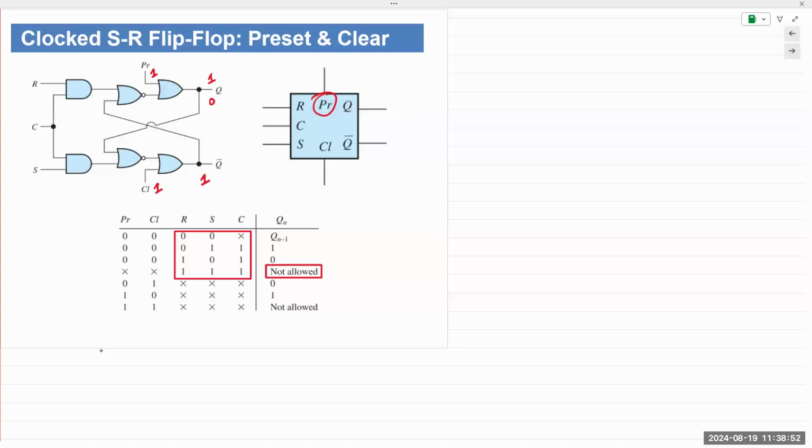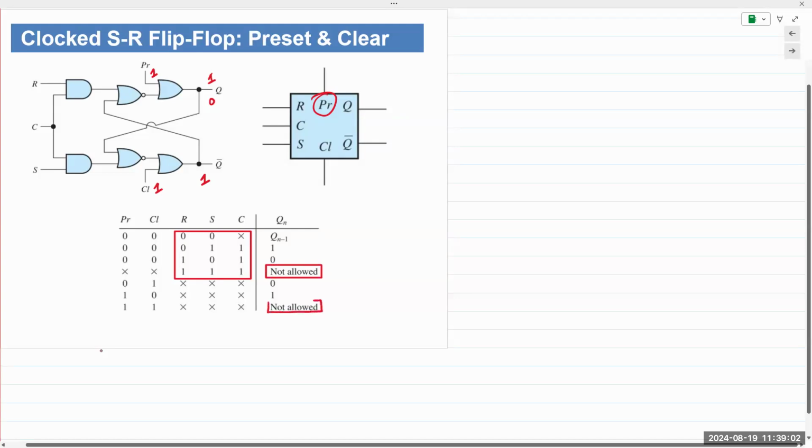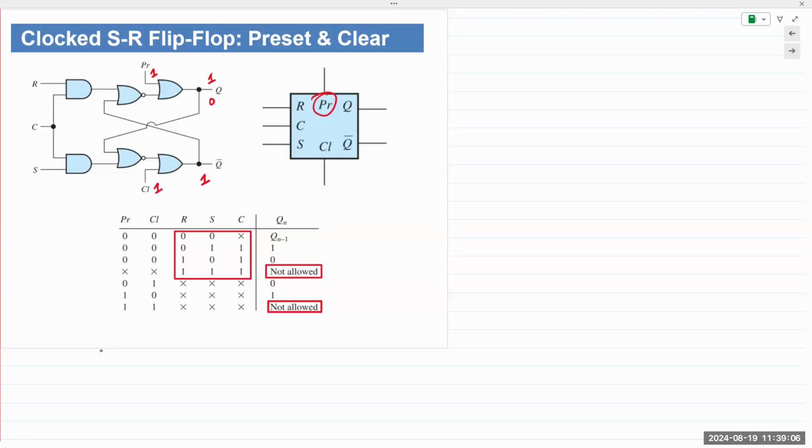This is not allowed. 1 and 1 is not allowed. And preset and clear, obviously, they are both opposites. So you cannot have both inputs high at the same time. System becomes unpredictable. We cannot predict what the output is, right?